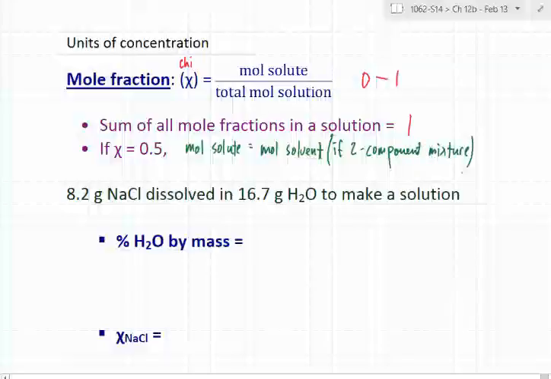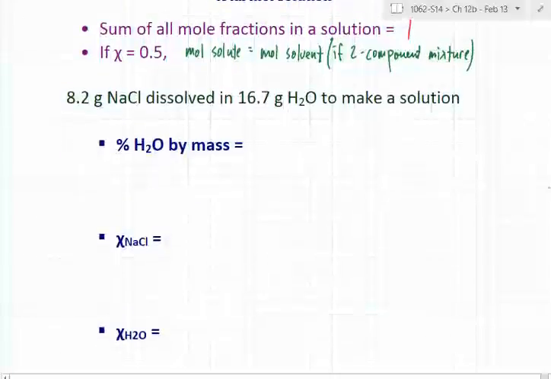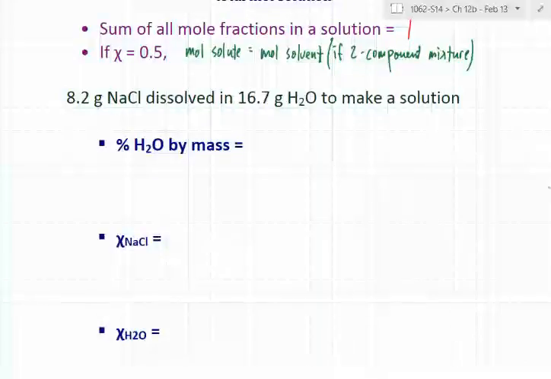Okay. So if we have a mixture of A and B, a 0.5 mole fraction means we have equal amounts of those two things. Okay? So let's take, I'll leave that there for you to see it. Let's take the example of 8.2 grams of sodium chloride dissolved in 16.7 grams of water. This time we specified the mass of water that we used. Okay? So pretty much 8.2 grams of sodium chloride, and then we weighed out 16.7 grams of water. Okay? Or we used a corrected density to get to that.